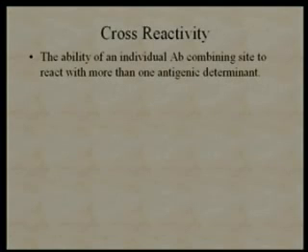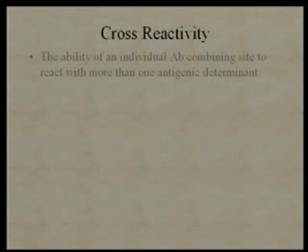The other term is cross-reactivity, which is just the opposite: the ability of an antibody combining site to react with more than one antigenic determinant. So if the antibody combining site can recognize more than one antigenic determinant, that is cross-reactivity. The other term that's used for that, which we just used in the last hour, was multispecificity. It's another way of saying cross-reactivity or multispecificity.